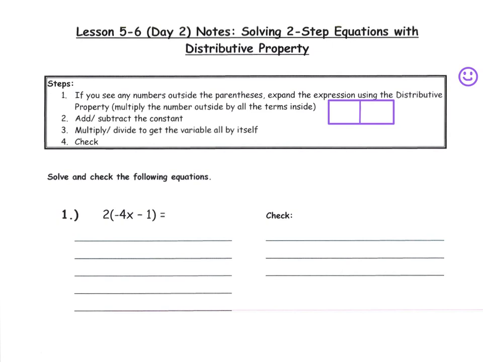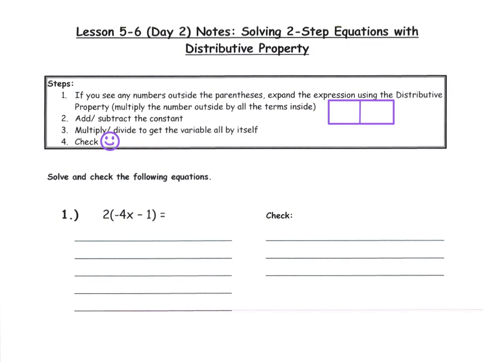Step 2, we're going to add or subtract the constant. Step 3, multiply or divide to get the variable all by itself. And step 4 is our check. And remember, when we check, we want to make sure that we put a smiley face if it does indeed work out. Okay, let's look at an example together.